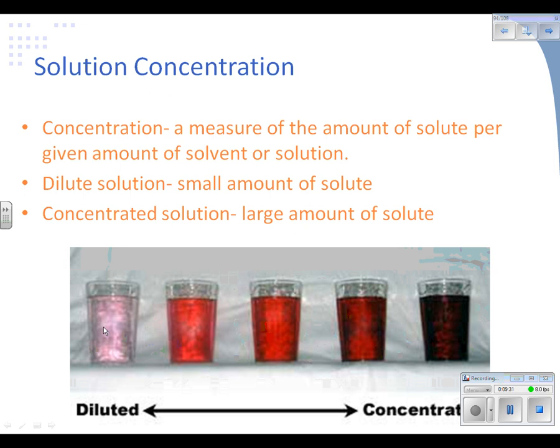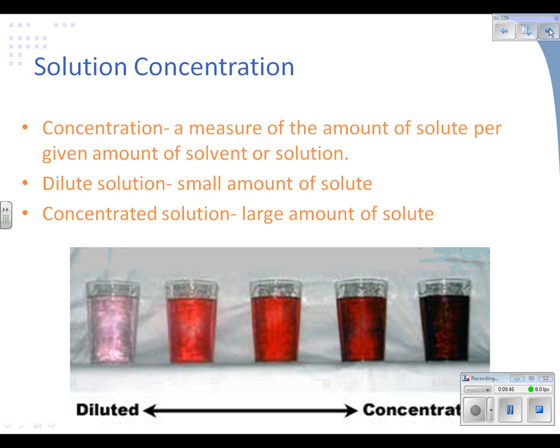So this is actually showing you cranberry juice, and cranberry juice comes from concentrate, and then you can dilute it and it can have different concentration values. So you can make it have less of the cranberry juice each time.